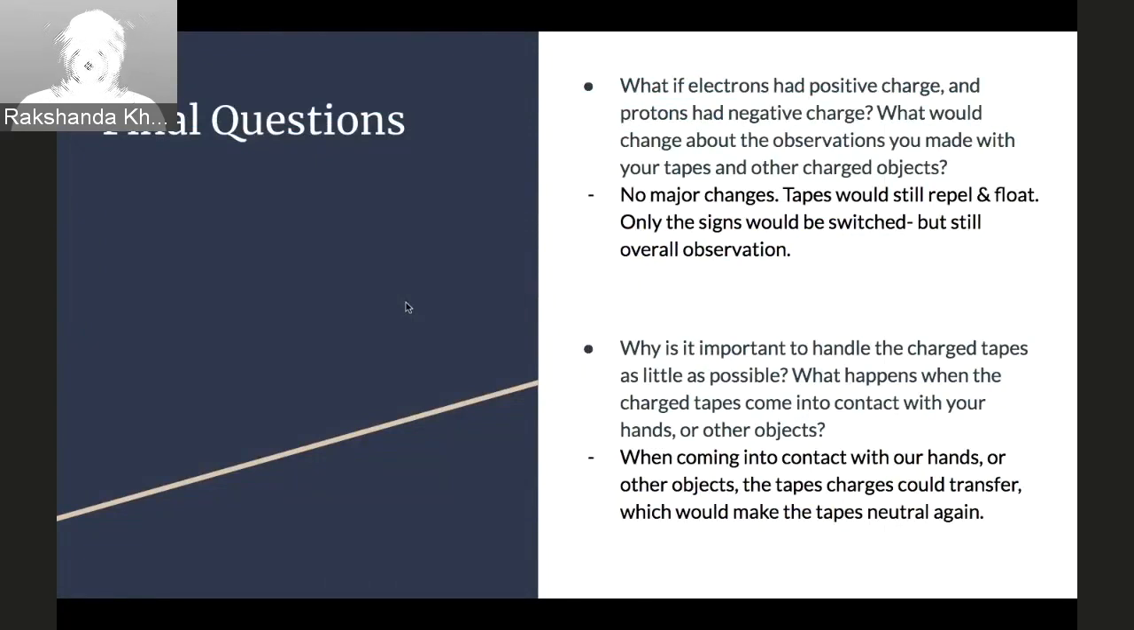Answering some final questions. If electrons had positive charges and protons had negative charges, then we'd still not really see any major changes. The tapes would still repel and float. Only the signs would be switched, but we still get the same overall observation.